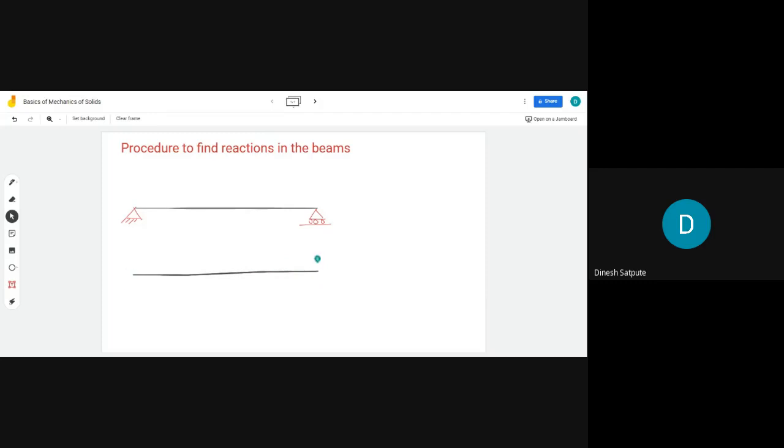Just listen, and if you have any doubt you can ask me; I'll give you time for that. If you see over here, this is a hinge support and this support is a roller support. Can you answer how many reactions there will be at the hinge support? If anyone knows, how many reactions does this hinge support have?